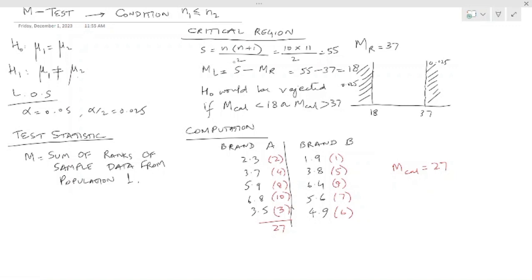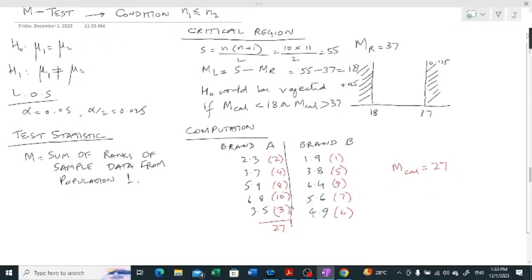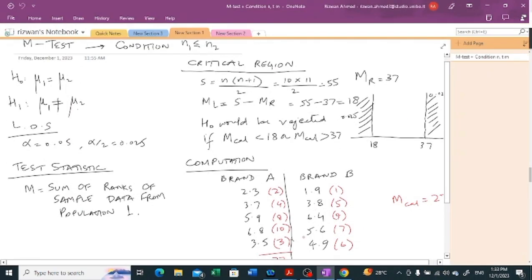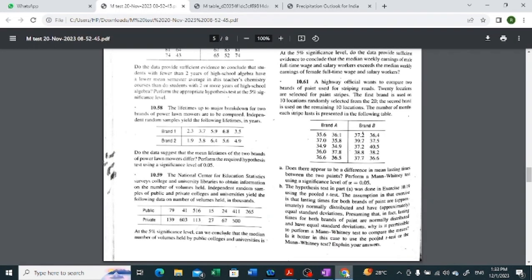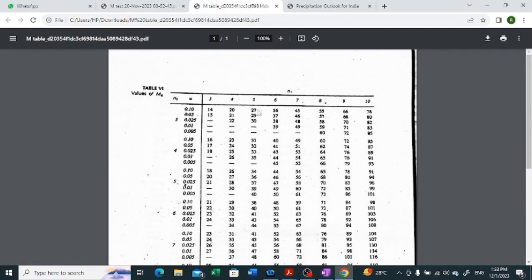So we need to use the same formula, n times n plus 1 divided by 2, and this is 10 times 11 divided by 2, which gives us 55 as the sum of the ranks. And what we do now, we will refer to the M table and try to locate the value of M alpha, which is the fifth column, fifth row, n.025, giving us 37 as the right tail critical value.